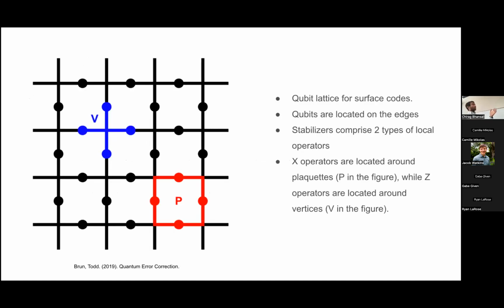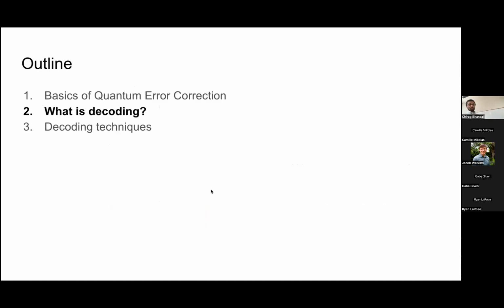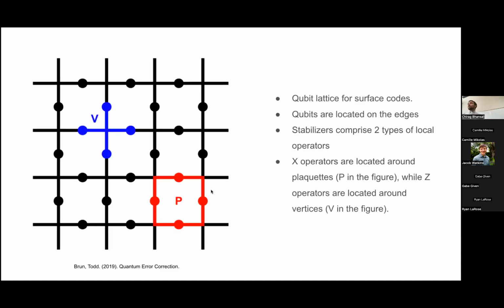So this is an example of a surface code of a qubit. These edges represent qubits. And then there are two kinds of stabilizers, comprising 2 types of local operators. As you can see, this one is a Z operator, and they connect 4 qubits like this. And then around the plaquettes, these are the X operators. Any questions so far about surface codes?